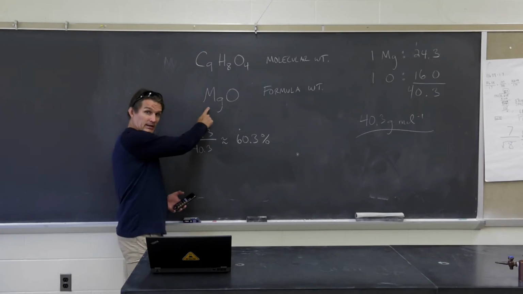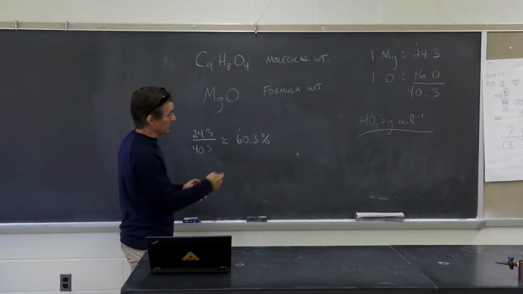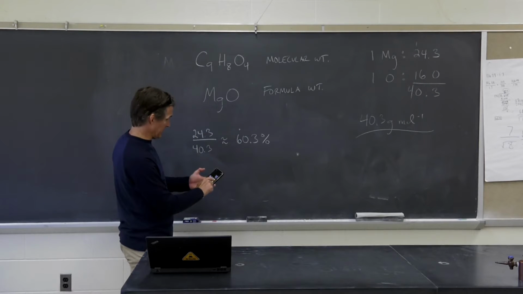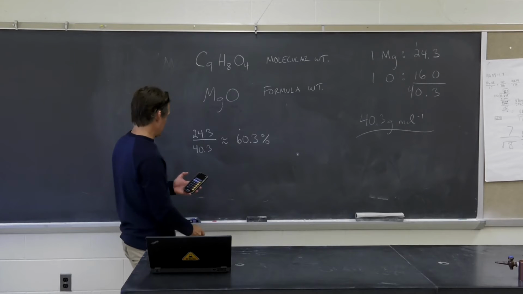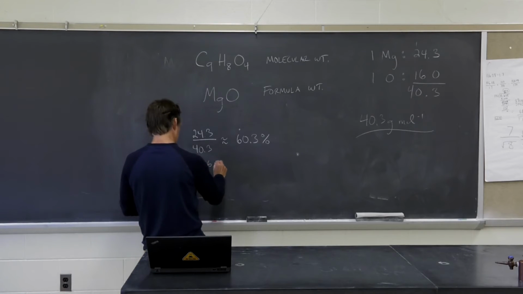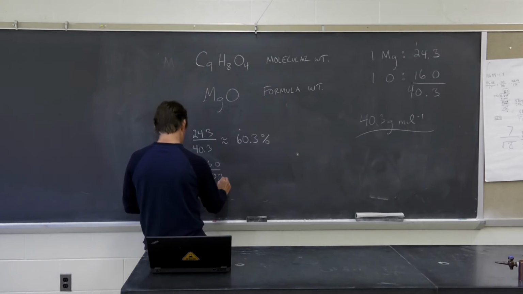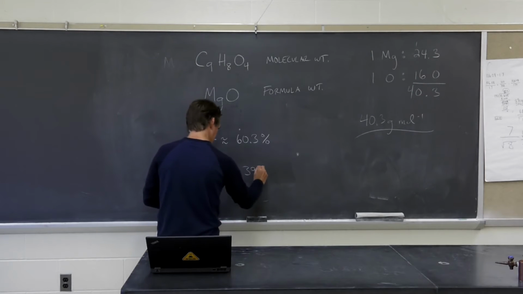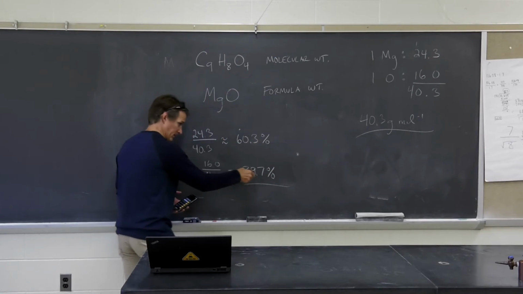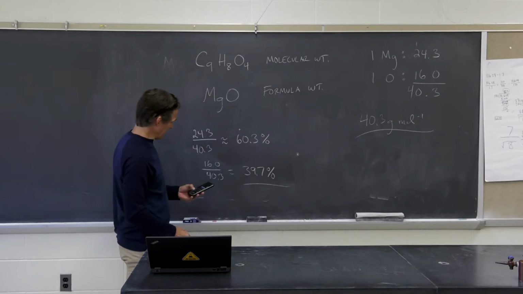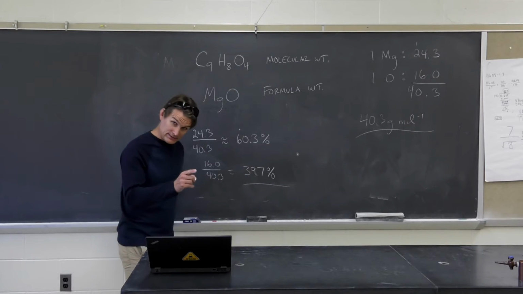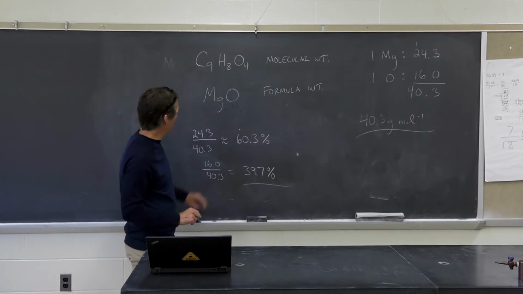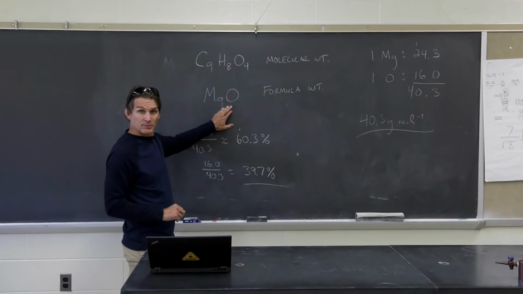going to be magnesium. And what's the remainder? Well, let's just figure it out. Let's see, it'll be 16 divided by 40.3, which is 39.7%. Of course, we add those up. That better be 100. 39.7% by mass of that compound is going to be oxygen.